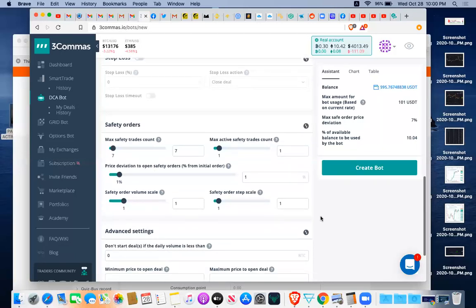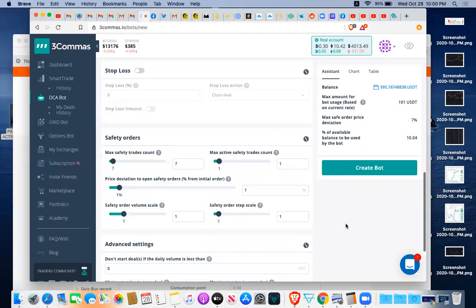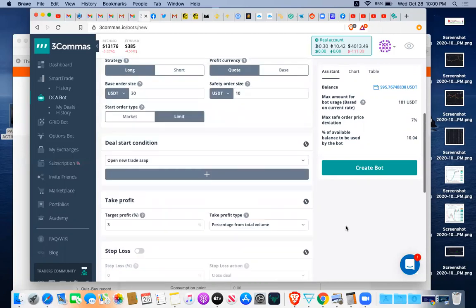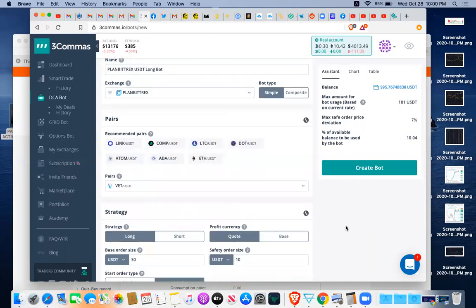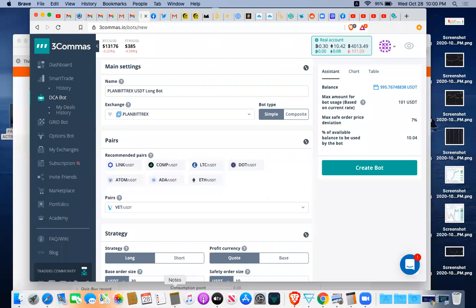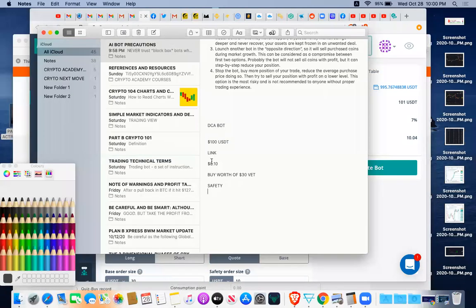Okay, now you have set the number of times for safety order. Immediately you are here, this is what you have done: $30 is executed to buy the volume of whatever this guy can take. Now there is TP, take profits, 3%.